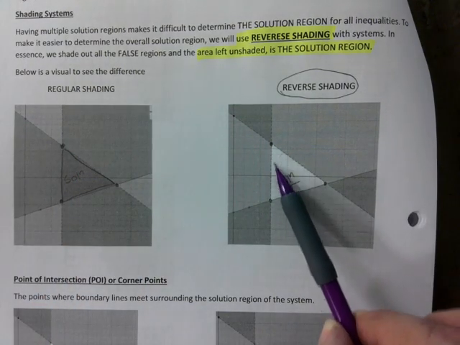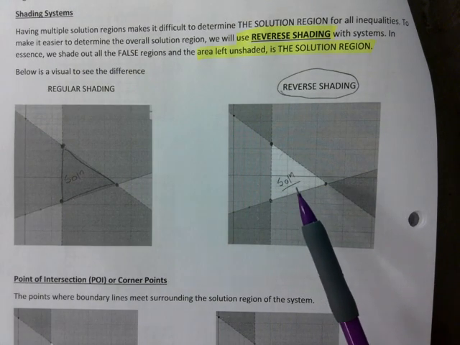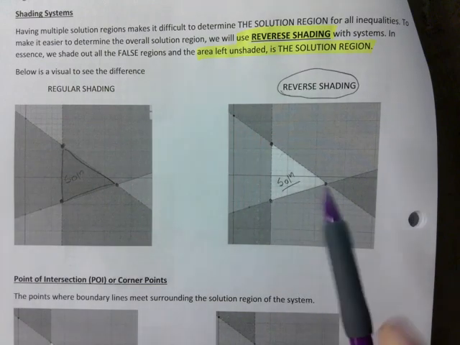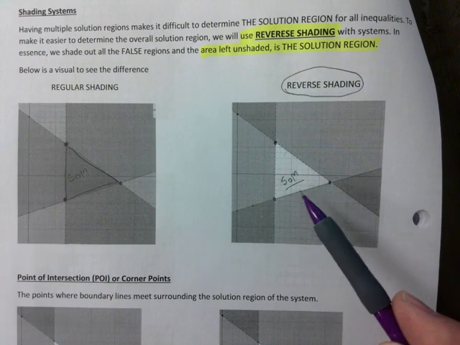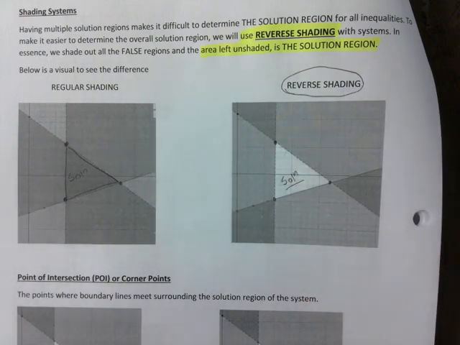So these points inside of this little triangle, it's not always going to be a triangle, by the way. A lot of students think it has to be a triangle. No, it doesn't. And so these points in here are the solution region for all inequalities present.